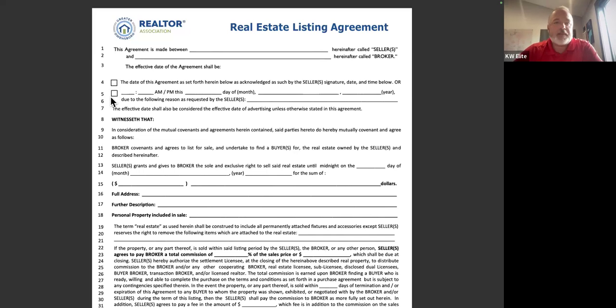The second box, which is line 5, and you would check this box, you can put in a certain day, time, month, and year. So 8 a.m. On the 4th day of September 2024, due to the following reasons requested by the sellers. Now, it is important that this is seller requested because we're supposed to put everything active at the time of the agreement unless the seller has a reason to do so.